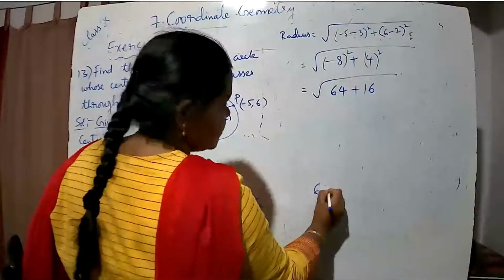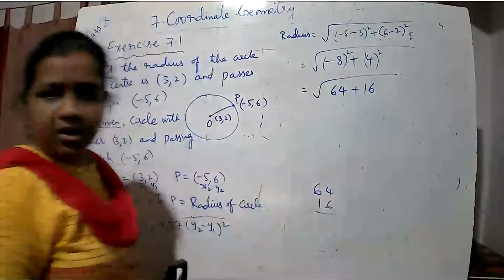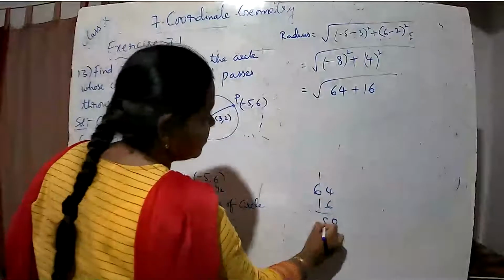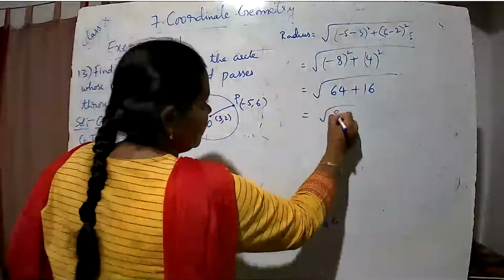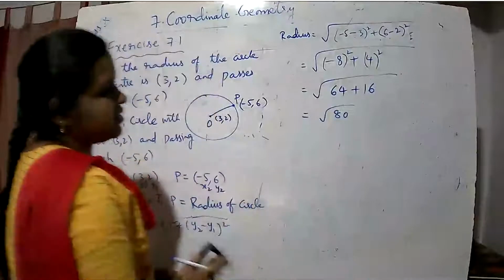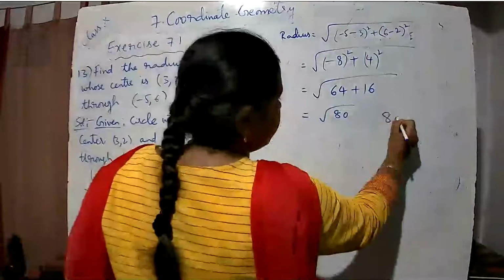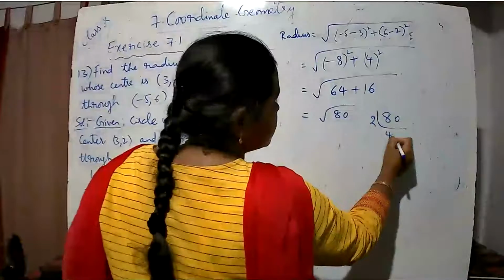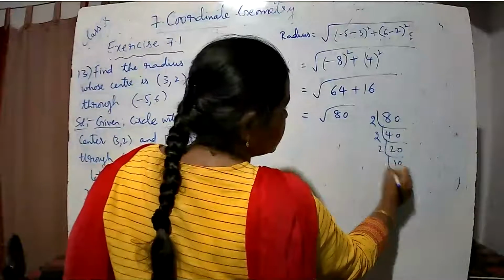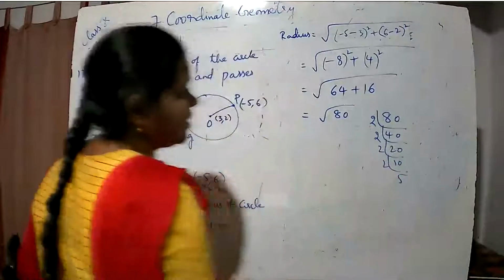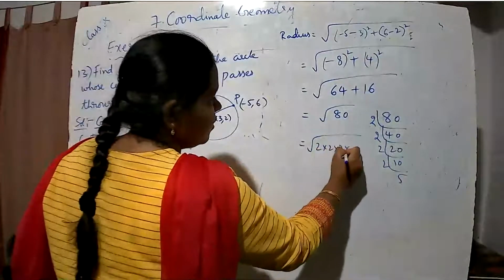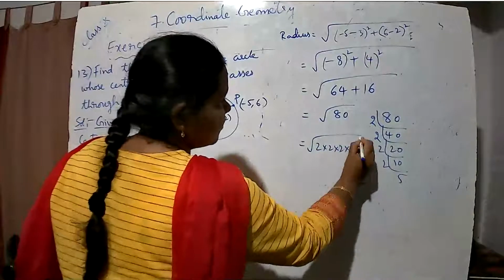Add up 64 and 16. So you'll get 80. So this is root 80. Write it as factors. Write the factors of 80. 2 fours are 8, 2 zeros are, 2 twos are 4, 2 tens are 20, 2 fives are 10. So you can write it as square root of 2 into 2 into 2 into 2 into 5.